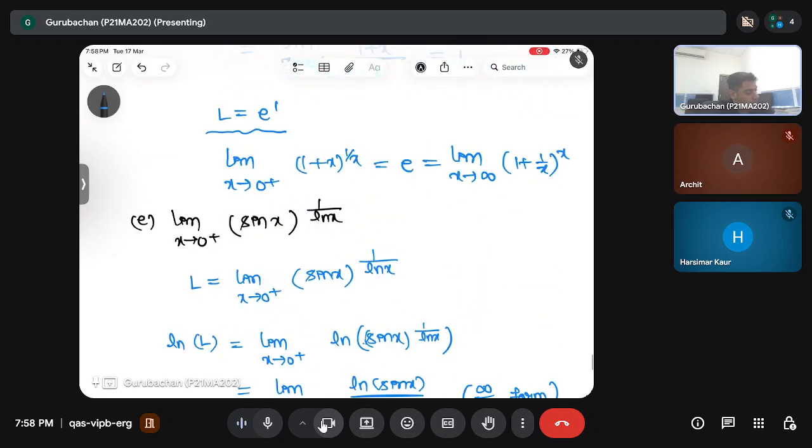Yes, sir. So if you see, this is nothing but 0, and ln 0 is not defined. 0 plus, so it's going to minus infinity. So 1 by ln x will go to 0, so it is a 0 to the power 0 kind of form.